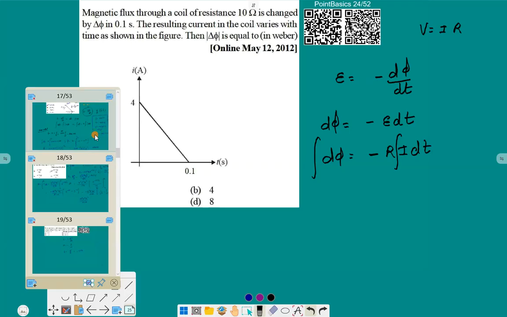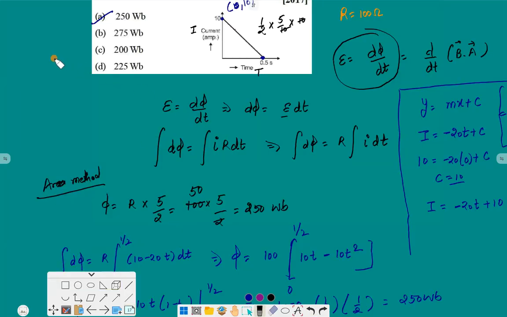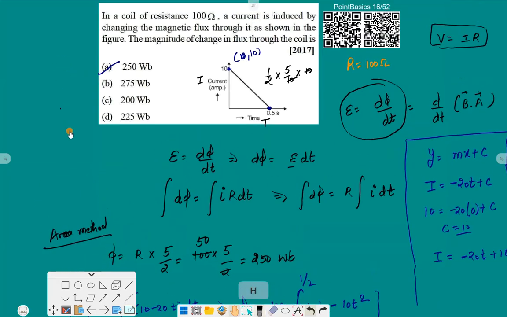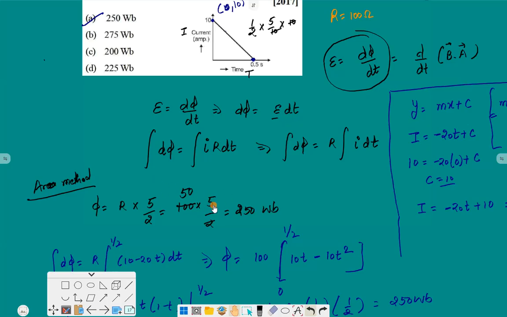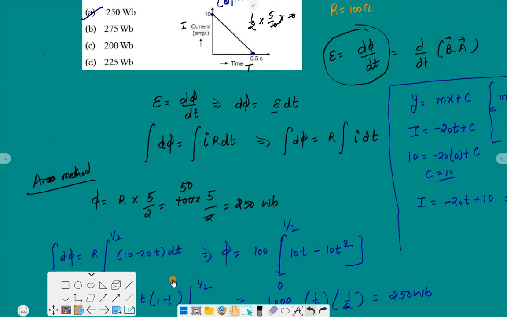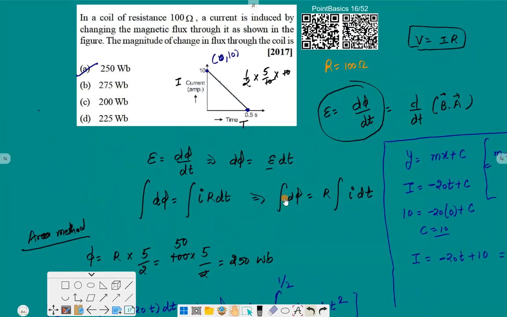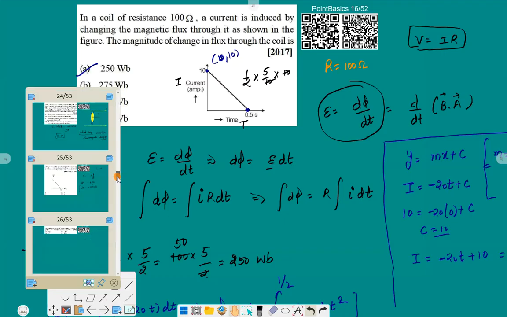I think this is the one. Yes, this was the question. Here we have solved this question by two methods, one by the area method and second by the integral method. You can watch in our previous video, it will be available as question number 16. So right now I will only use the area method to save the time.